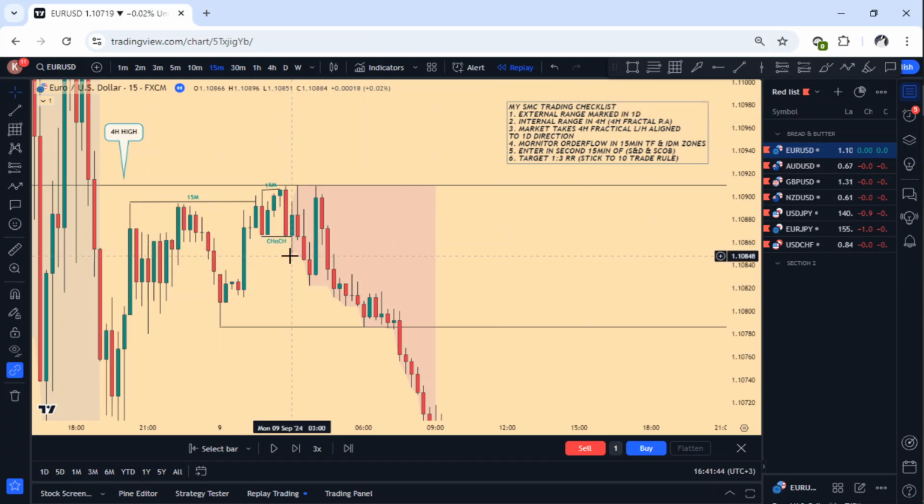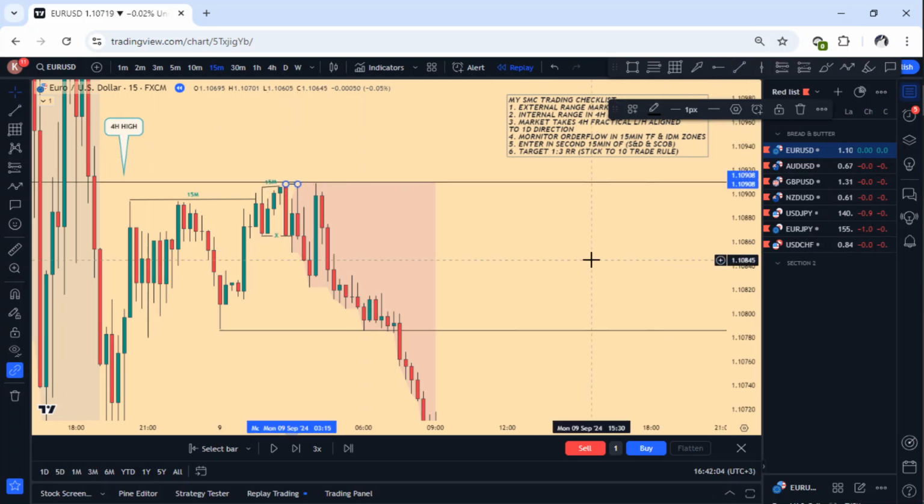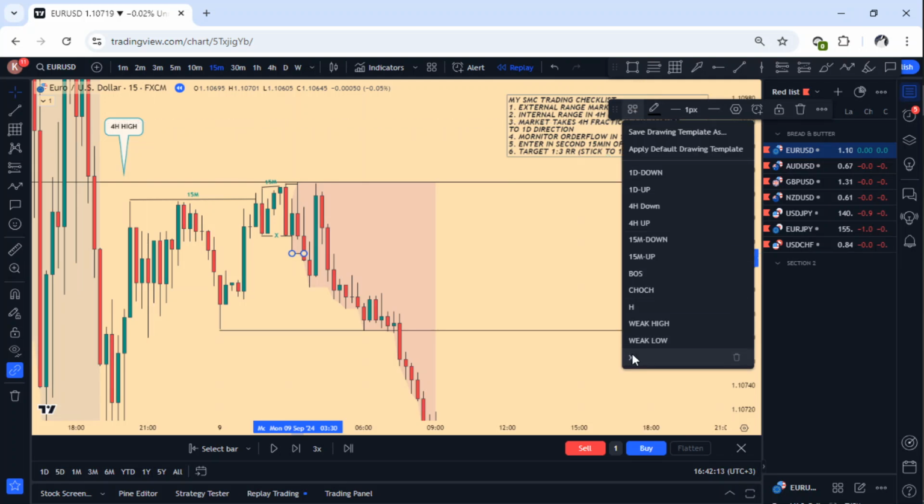This was supposed to take this liquidity up on this fair value gap and break this high, but what did it do? It tried to break it. I don't know if it broke it. Yeah, it broke it. So this becomes an IDM. So again, we have another break of structure here to the upside, 15 minutes, and then again it came back, took this IDM. This was just an IDM.